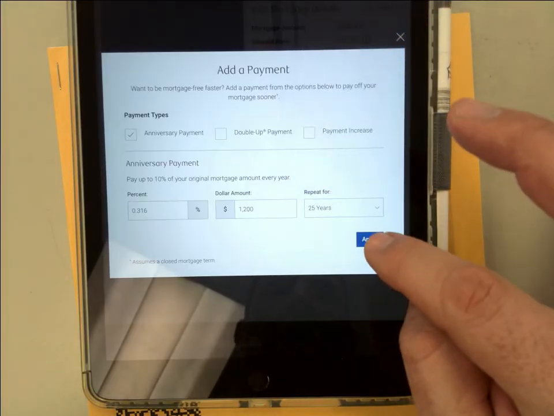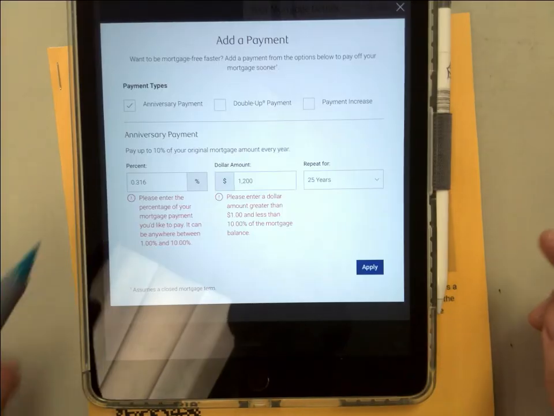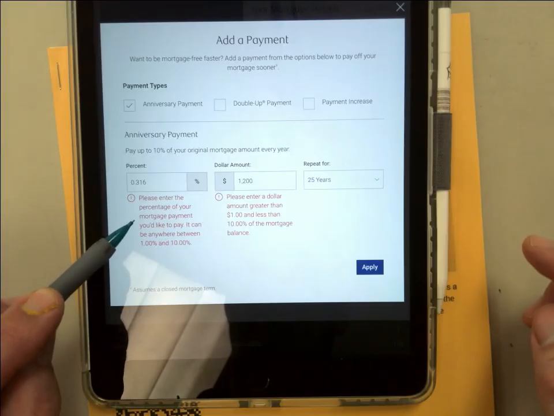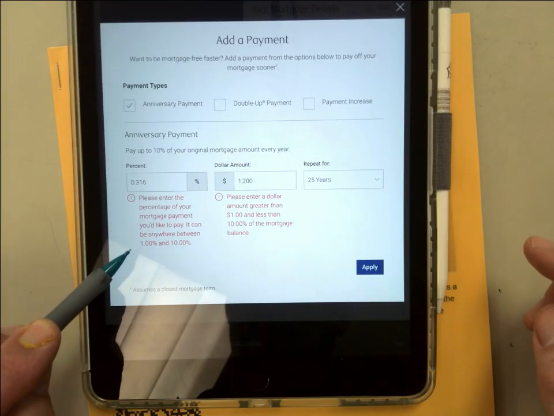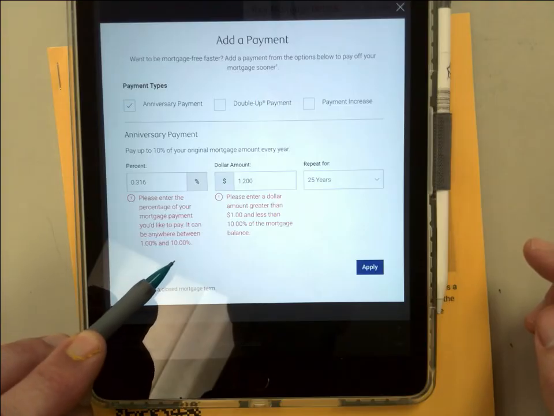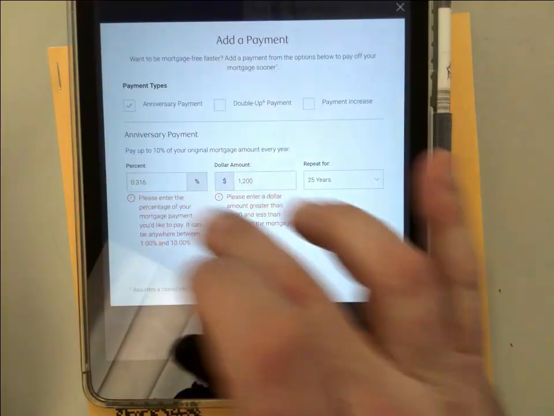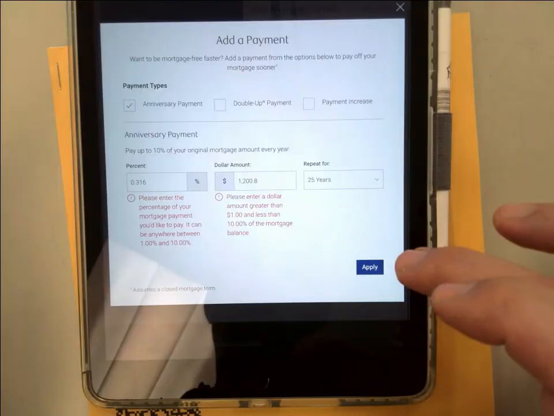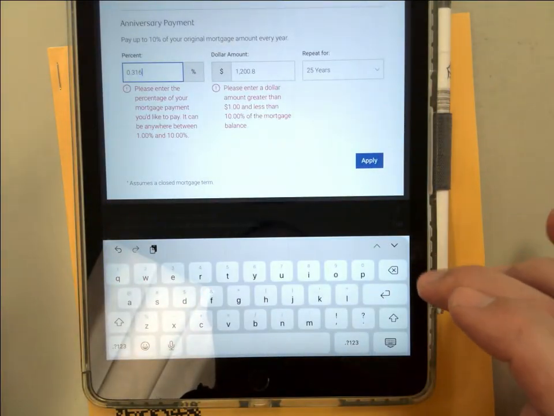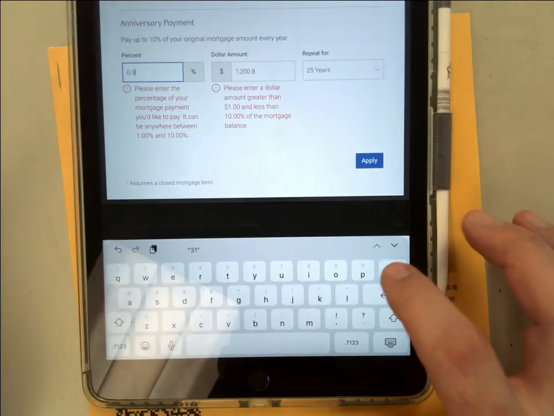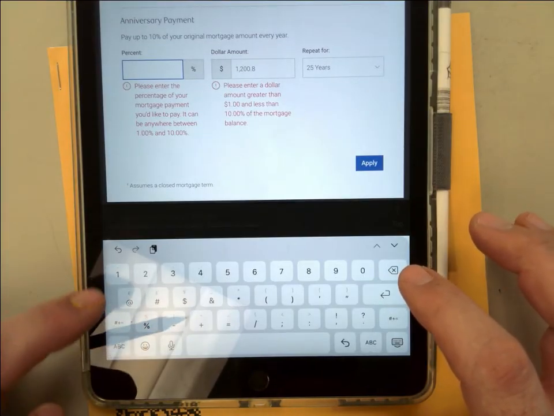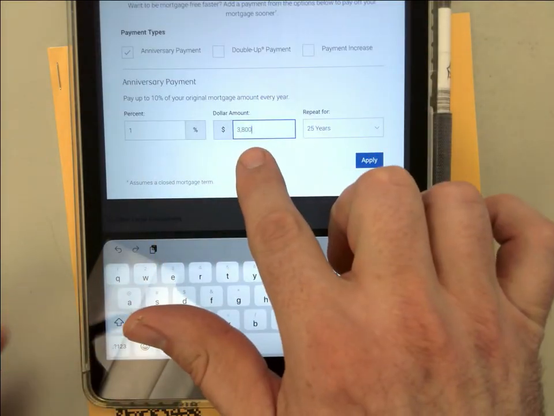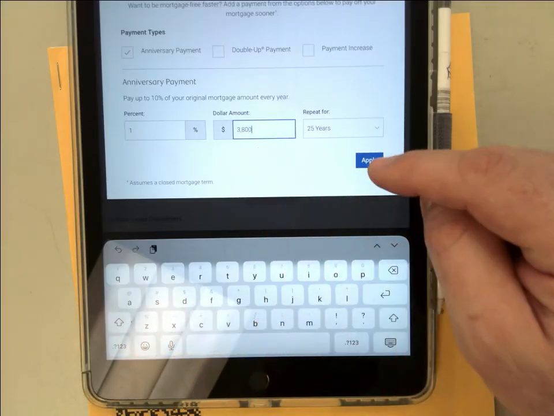Okay? Apply. Oh, what happened here? Please enter percentage. It can be anywhere between 1 and 10%. Oh, they want us to put it in as a percentage. Let's apply it. Oh, it has to be between 1 and 10%. I got it. Let's go 1%. I'm going to change that to 1%. It changes the amount to almost 3,800. Let's try that.